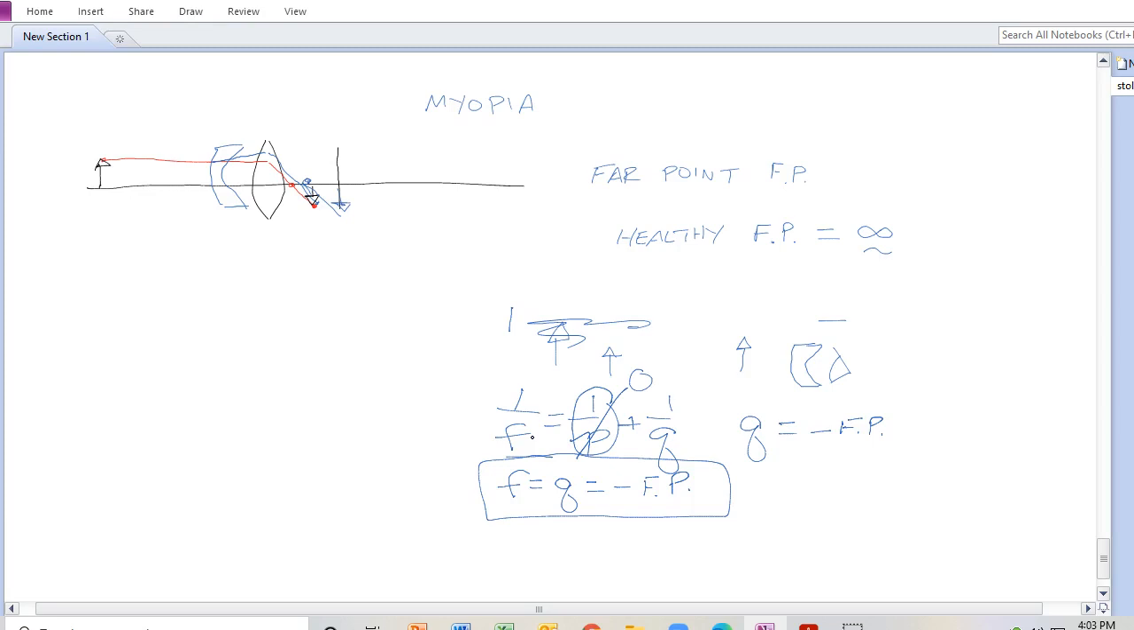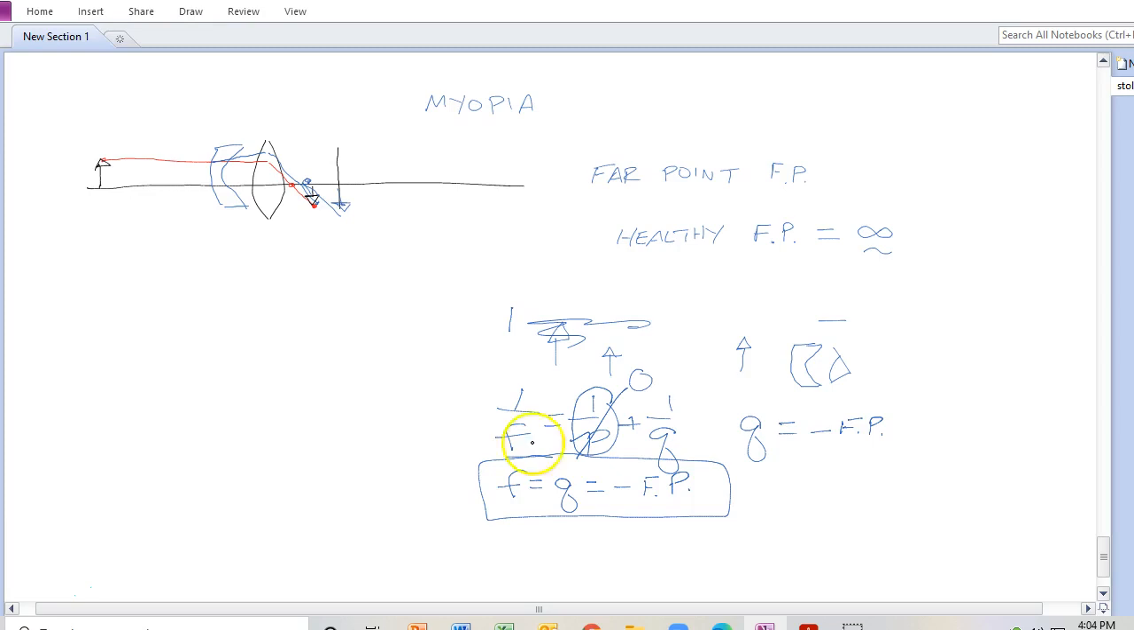Now, believe me, optometrists do more than just that. They do a much more detailed analysis than I just did. But this is a quick way to do a quick prescription for your lens.